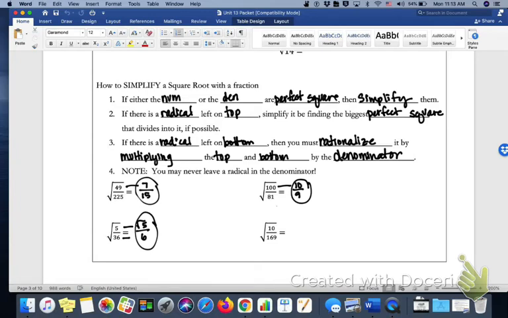This next one, the square root of 10 divided by the square root of 169. 10 is not a perfect square, so we're going to leave the radical in the numerator, the square root of 10, and we're going to take the square root of 169, and that's going to simplify to 13. So square root of 10 over 13 would be your final answer.